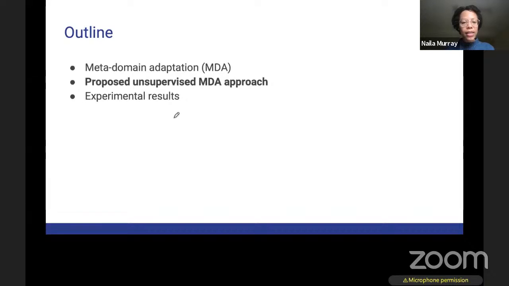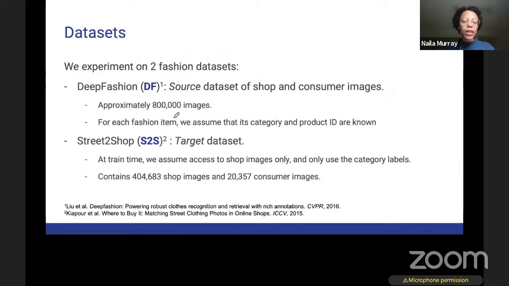So that's it for the approach. Now I'm going to go through some of the experimental results. We experiment on two fashion data sets. There's one called Deep Fashion, which we are going to use as our source data set of shop and consumer images. This is a fairly large scale data set of about 800,000 images.